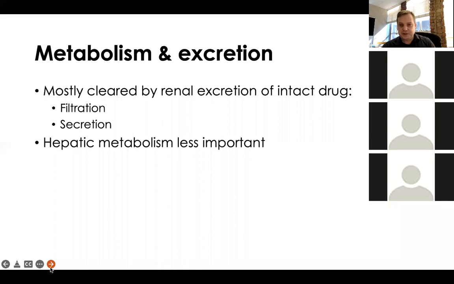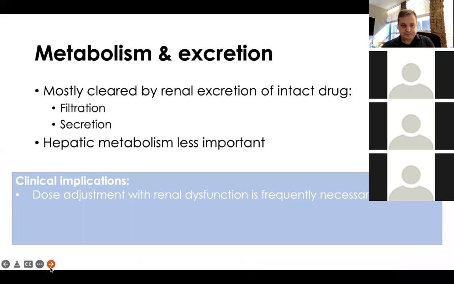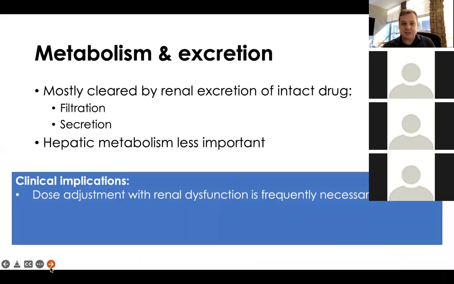It's mostly just filtered through, but there are some drugs which are also secreted into the urine actively by the body. But either way, it's almost always renal excretion, and it accounts for the vast majority of the excretion. Hepatic metabolism is much less important. Unlike many drugs, it's quite uncommon actually to be excreted intact in the urine. And there are some clinical applications about this.